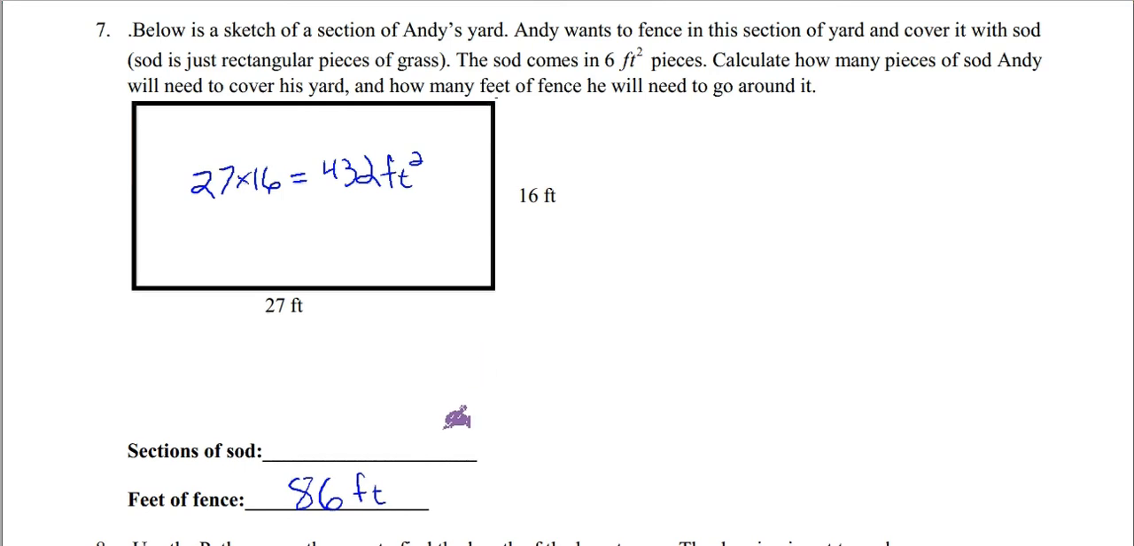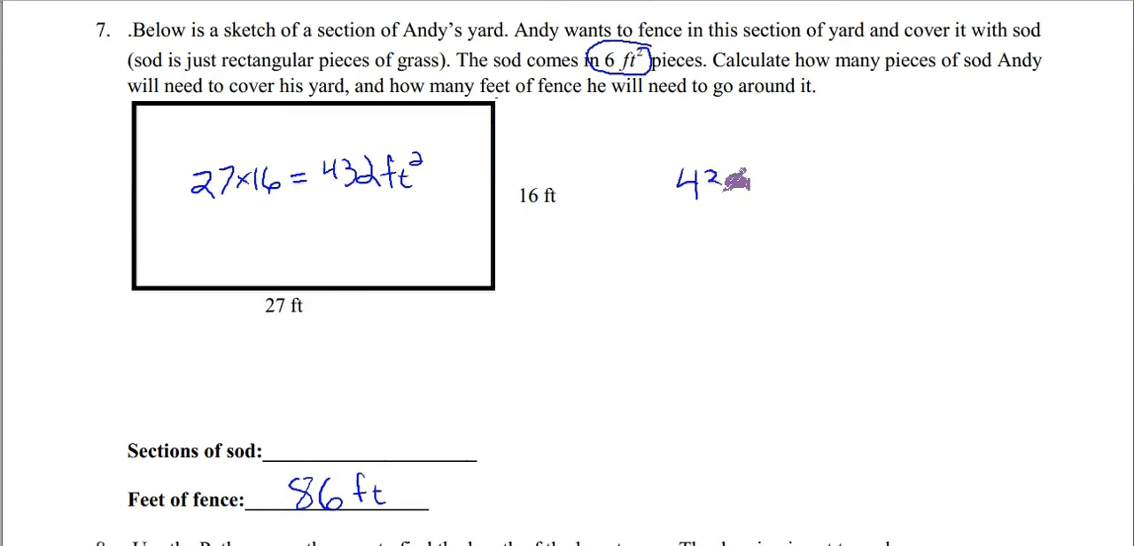All right, well, you might think, oh, I'll just put 432, except we want to know how many pieces of sod. Every piece of sod covers 6 square feet. So we don't need exactly 432 pieces of sod. That would be if one piece of sod covered 1 square foot. But each piece of sod covers 6 square feet, so I'm going to need fewer than 432. In fact, I'm going to need 1/6 as much as 432.